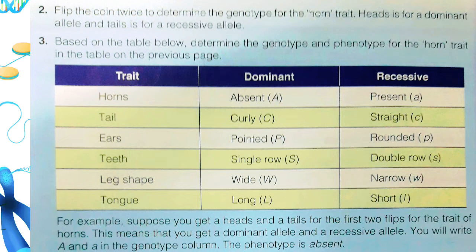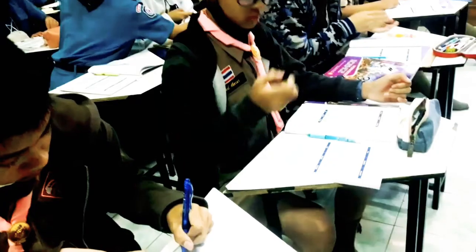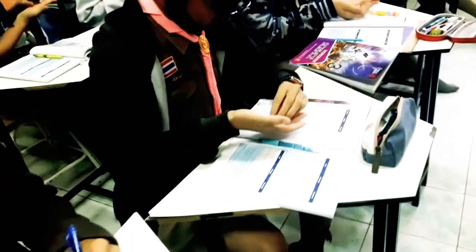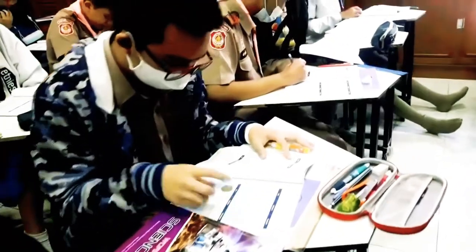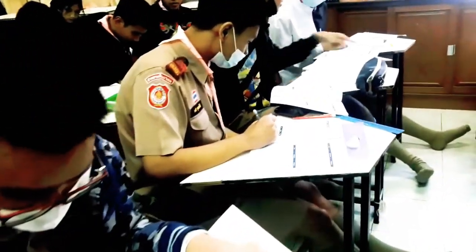So this is just for example. Remember, heads is for a dominant allele and tails is for a recessive allele. So those are the indicators right after tossing the coin.